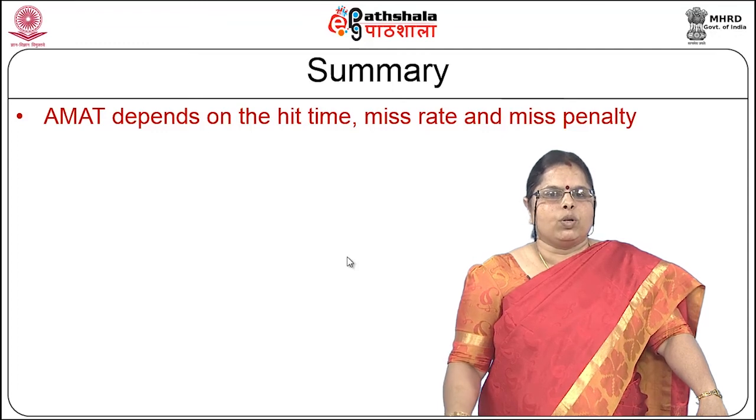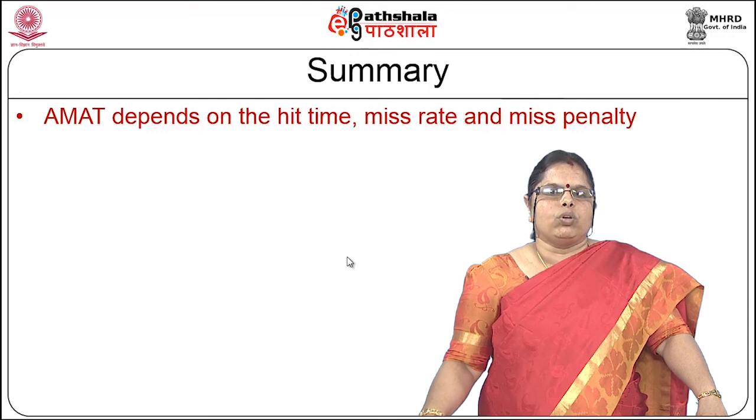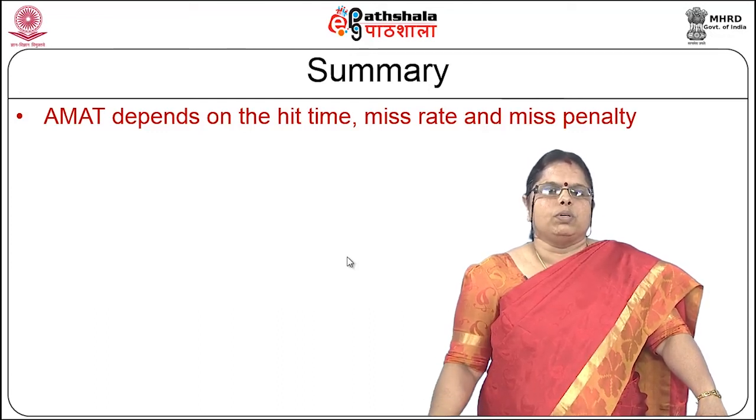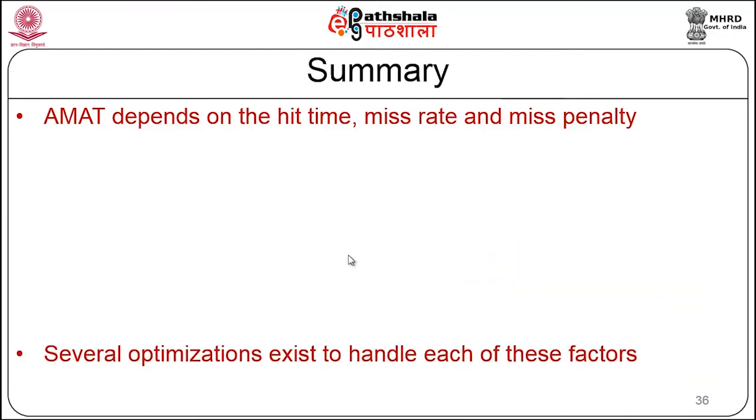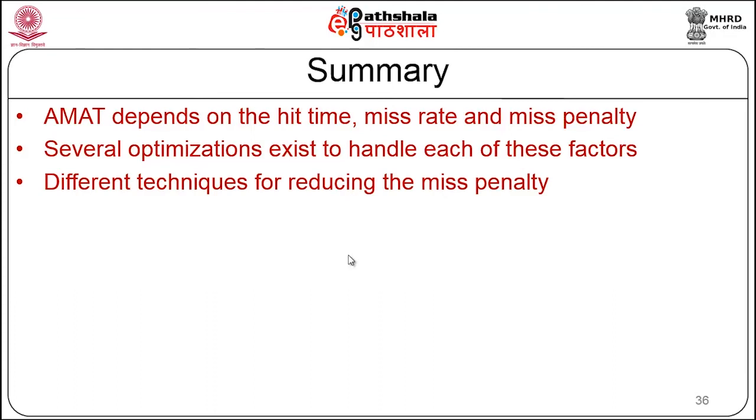So, you will also have to look at optimizing the miss rate, and if it misses in the cache, then you will have to go to the next level of memory and bring it. That access is associated with your miss penalty. Reducing any of these three factors will basically reduce your average memory access time. There are several optimizations that exist to handle each of these factors. Different techniques are available for reducing the miss penalty.